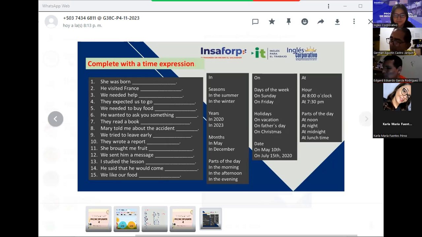Pero usualmente cuando habla de fecha, ¿de qué están hablando? ¿De la segunda? No, the first, la primera. First. Pero cuando son fechas de nacimiento, son date. Entonces, sería on. She was born on May 10th o on July. On July, pongámosle, 50, 2020.